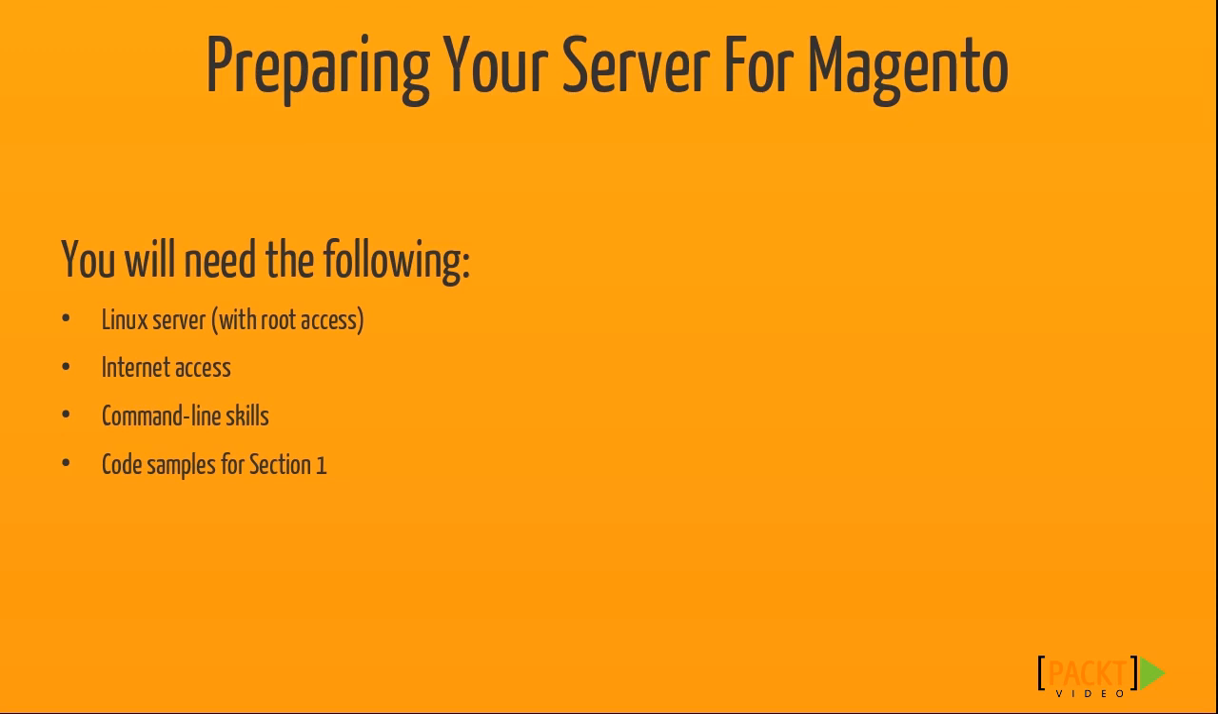Make sure we have internet access on that machine so that you can download and install software from the Ubuntu repositories. And we're also going to be editing a lot of files through the terminal, so make sure your command line skills are up to par. Lastly, get your hands on the code samples for Section 1, since in there you can find the example web server configuration we'll be using in this video.